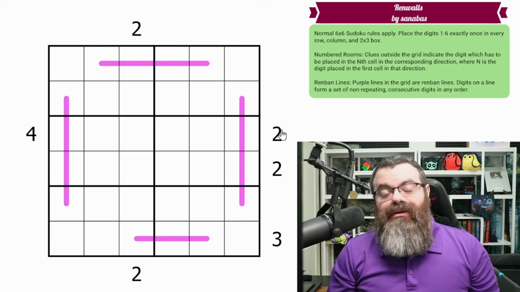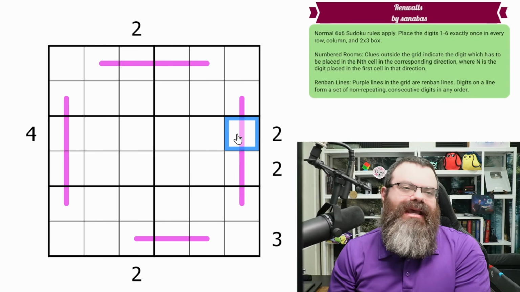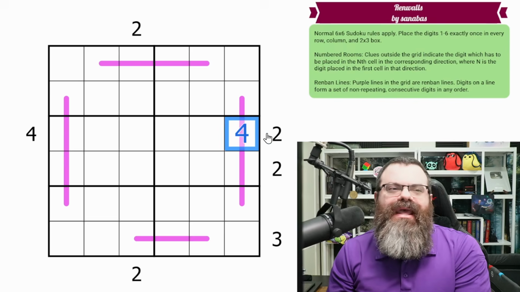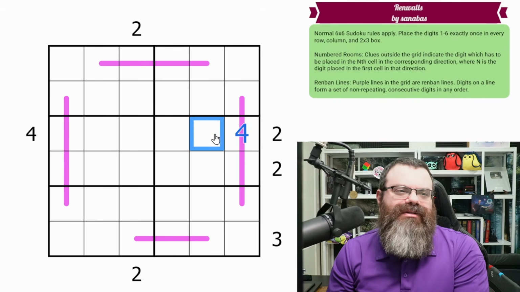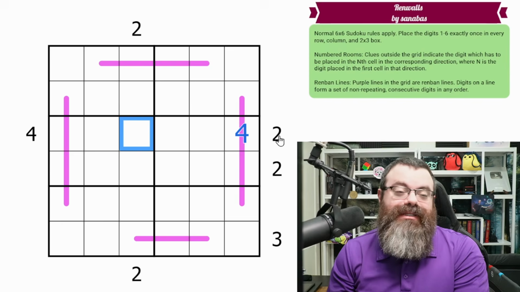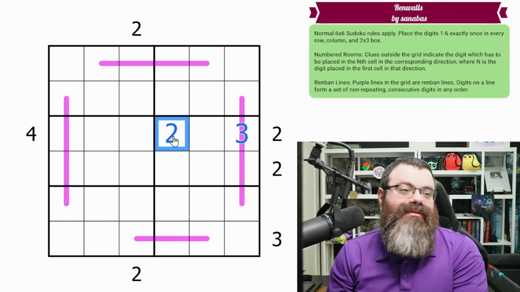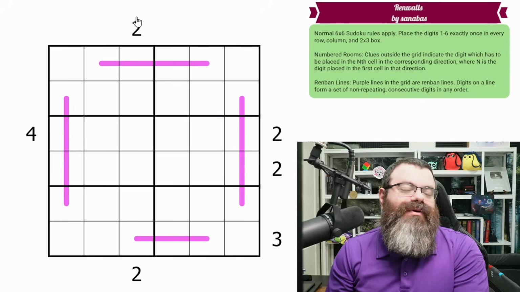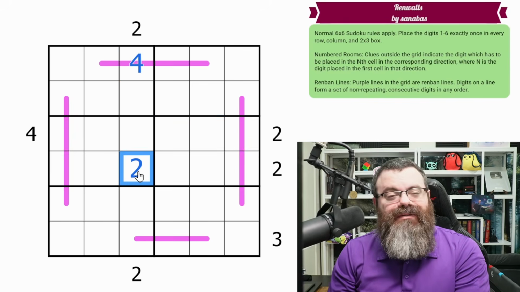What happens here is the clue itself tells you what digit is being placed, and the digit that's placed in the grid next to it, say a 4 here, tells you where to put it. So with this 4 here, we would count 1, 2, 3, 4, and we would place the 2. If this was instead a 3, we'd count 1, 2, 3, and we place the 2 there. Here, we always work from the clue. So if this was 4, we'd count 1, 2, 3, 4, and we place the 2 there.